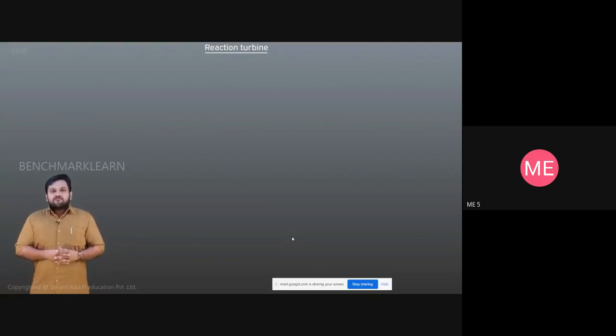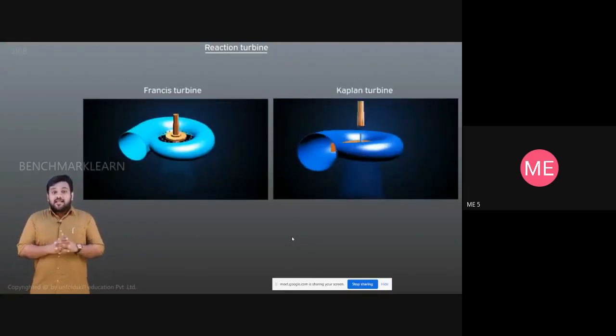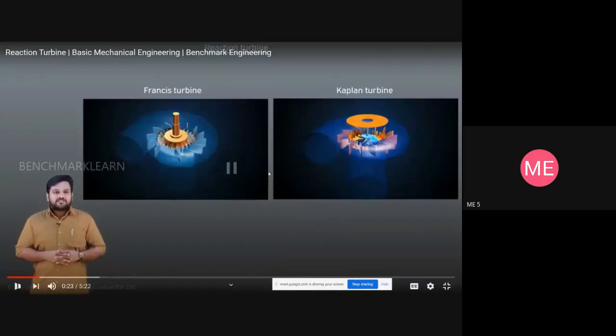See, here he is explaining about the reaction turbine. Under that, Kaplan as well as Francis. See, for looking, it looks like same. But what are the differences? He will mention. Observe that.